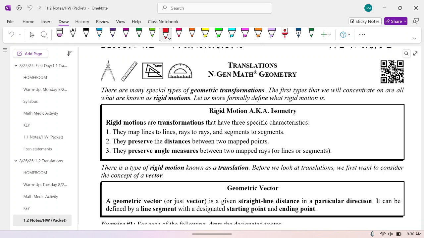Okay. So, when it comes to transformations, there are special types of geometric transformations. The first type that we're concentrating on is the rigid motion. The first three, rotations, reflections, and translations, are all rigid motions, meaning they keep the same size and the same shape. Dilations, which is one of the last ones that we'll learn, is the only one that is non-rigid.